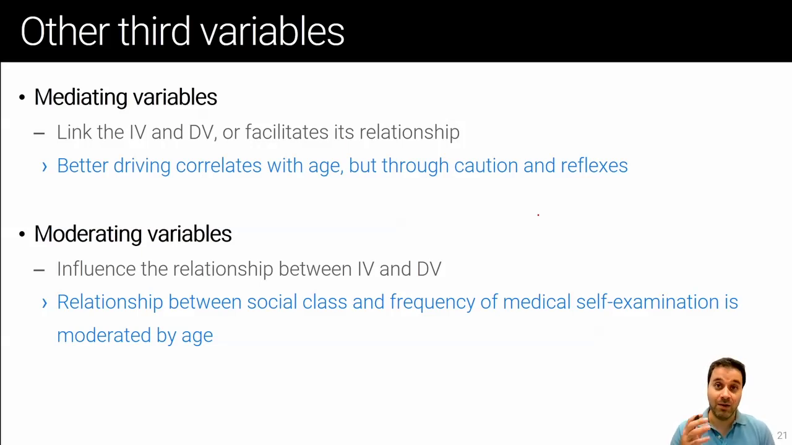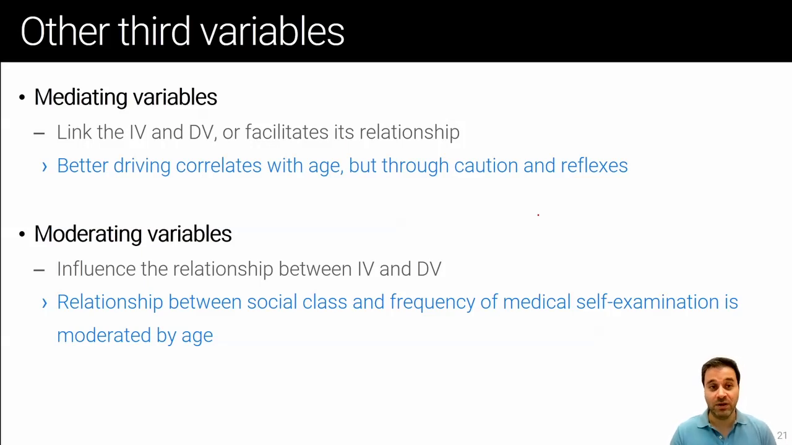And so we drive better because we're more careful. It's not a direct consequence of being older; it's because being older normally means that we are more cautious, and therefore we drive better. But if we continue getting older, our reflexes go down, and so our driving starts to go down as well. In this case, both being cautious and having or not having reflexes are the mediating variables that facilitate the relationship between the quality of driving and age.